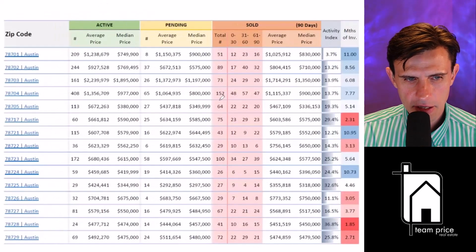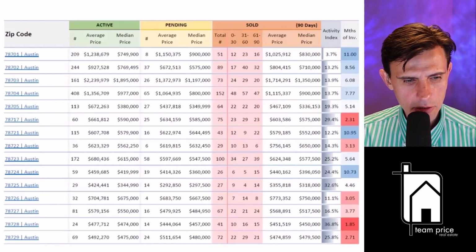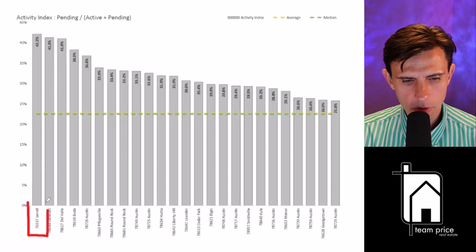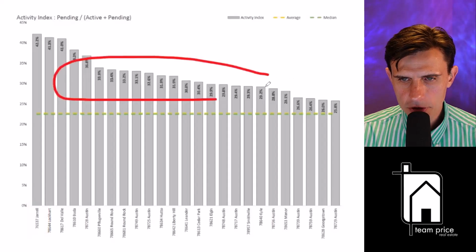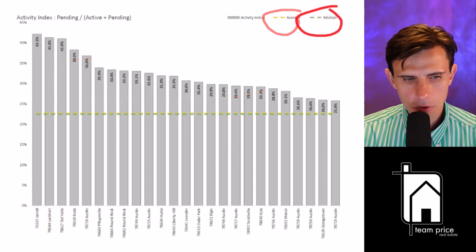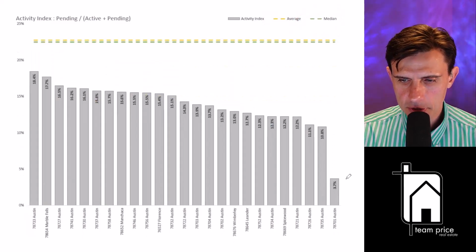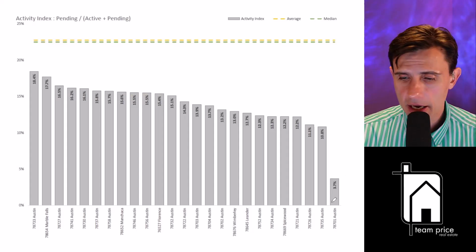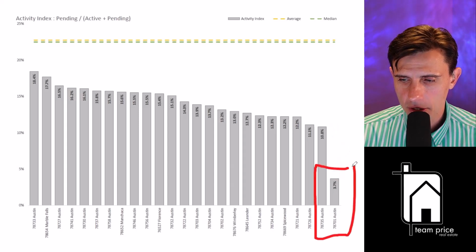Let's go back to the 78701, 3.7, just really amazing. But when you take a look at the graph right here, number 1 zip code, Jarrow, at a very healthy 42.2 activity index. So you've got quite a few zip codes that are over the average, over the median. And let's take a look at the bottom. Look at the difference between 78701. The second slowest zip code in the entire area is 78735, at 3 times more activity than 78701. That's just really incredible.